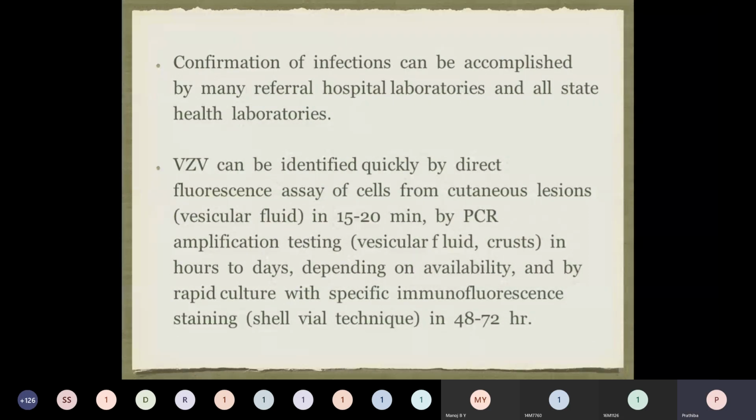Confirmation is accomplished by referral hospital laboratories and all the state health laboratories. It can be done quickly by direct fluorescent assay of the cells from the cutaneous lesion, that is from the vesicular fluid, in 15 to 20 minutes, or by RT-PCR, that is PCR amplification testing of vesicular fluid or the crust, in hours to days depending on availability, and by rapid culture with specific immunofluorescence staining, that is by the shell vial technique, in 48 to 72 hours.